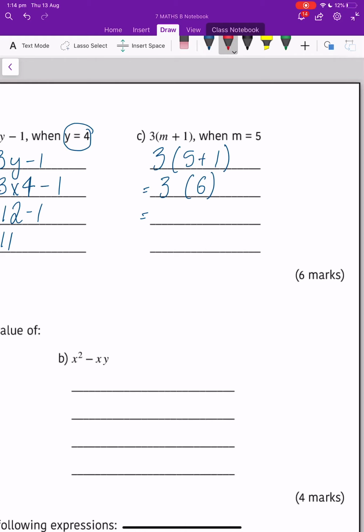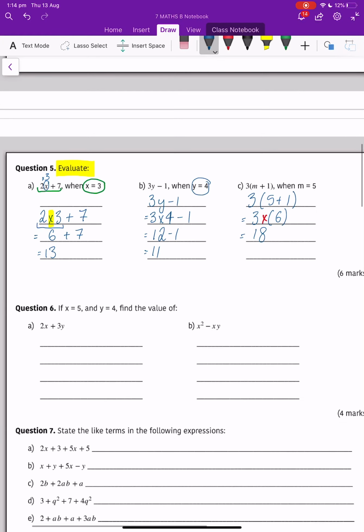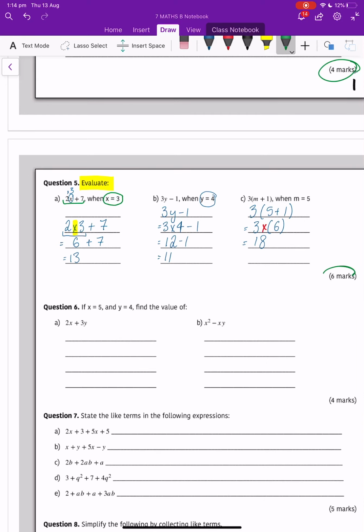Now we actually are going to multiply these, okay, because when a number is next to brackets, we're going to multiply it. 3 times 6 is 18, and that's your final answer. And if you did all that nice working out and you got those answers, you would have got 6 marks.